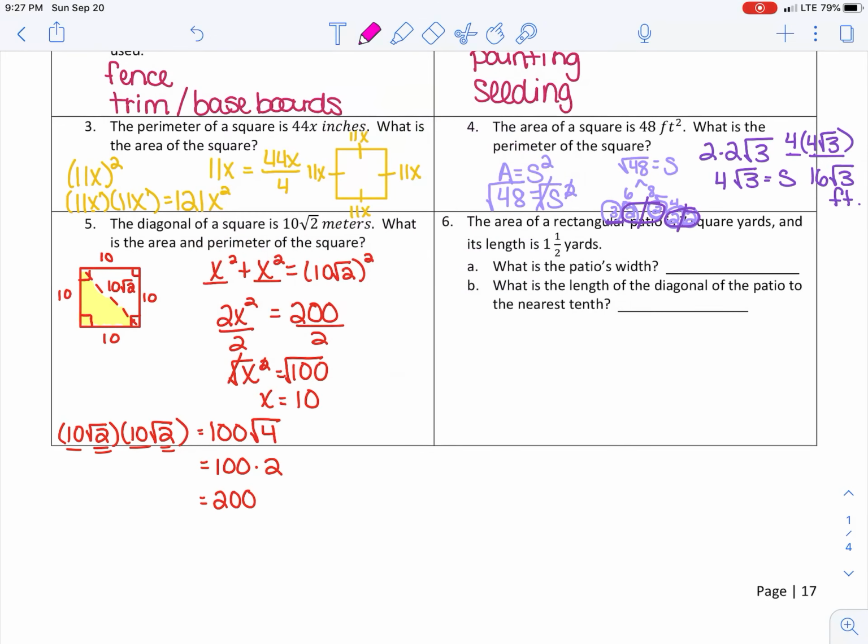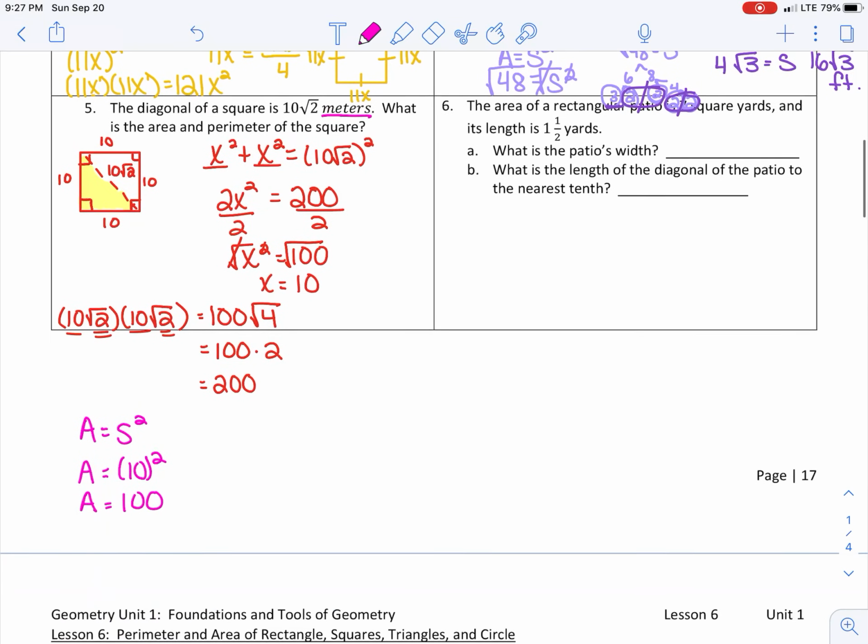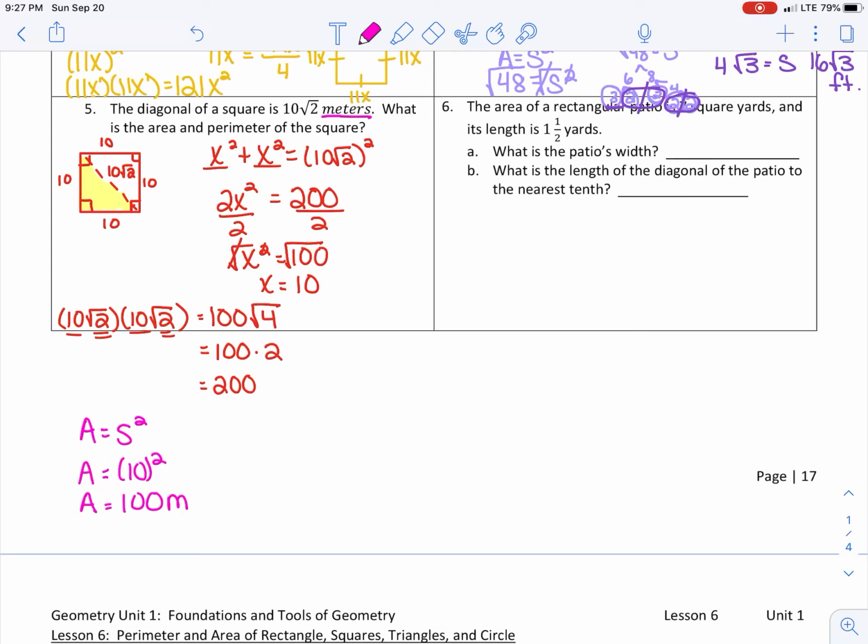So now, in order to find the area and the perimeter, area is equal to side squared. So area is going to be equal to 10 squared. And that means 10 squared is going to be equal to 100. So my area is 100, and then we're going to say meters squared. Anytime we have area, we take our units and square them.